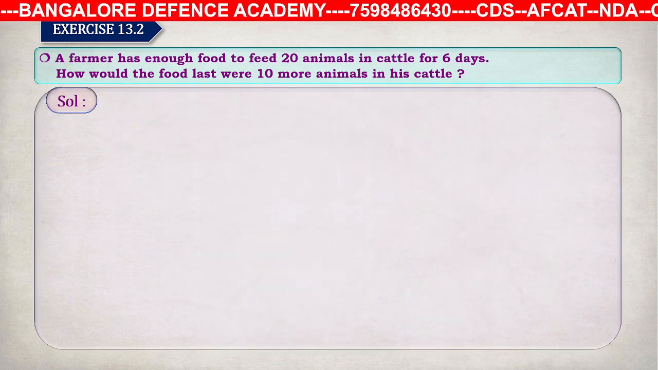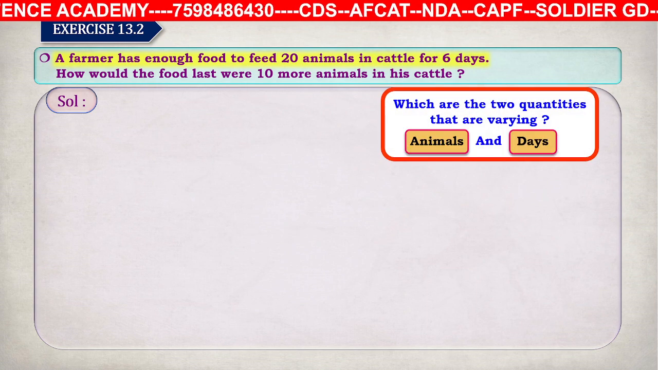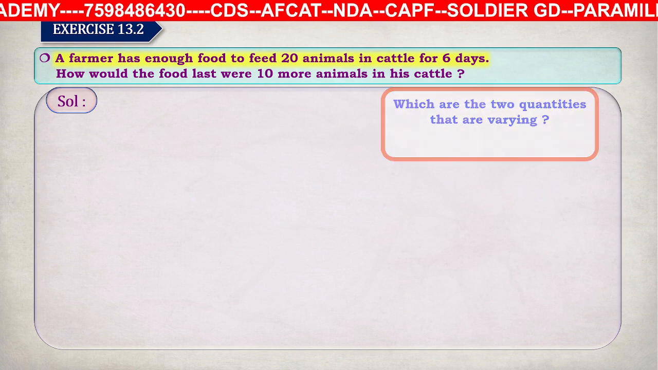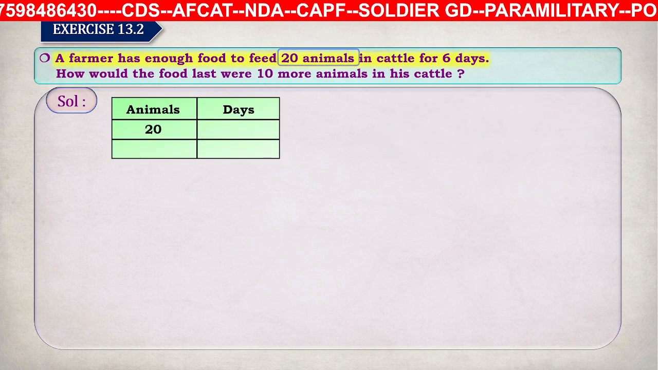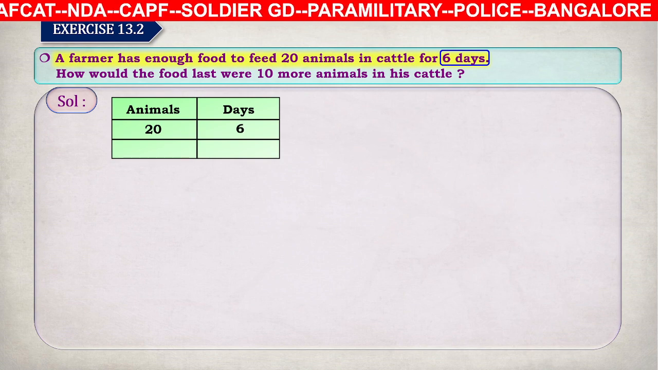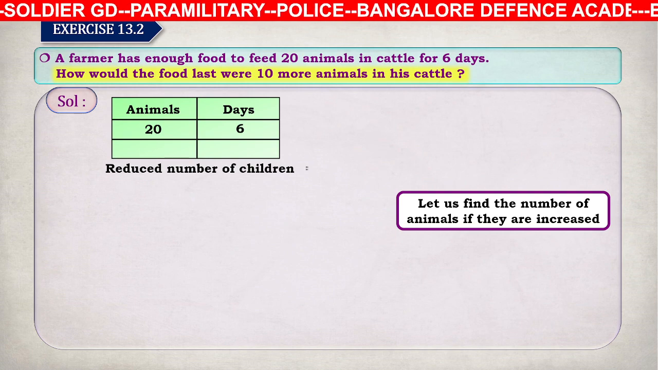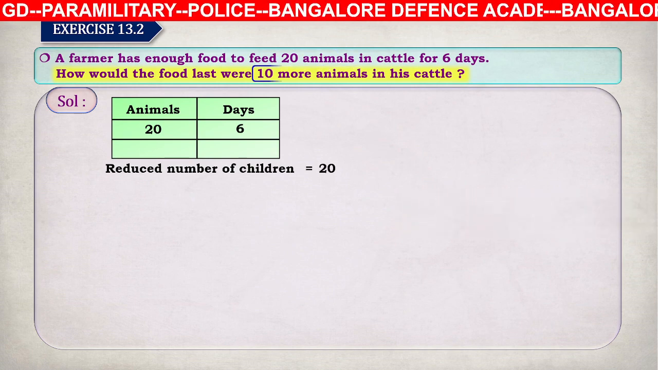So to find that we have to take the product now, in a tabular column. I am comparing animals and the number of days the food is going to sustain. So animals and number of days. If there are 20 animals, the food will last for 6 days. If 10 more animals are added, that means 20 plus 10 will give me 30. So what happens here?